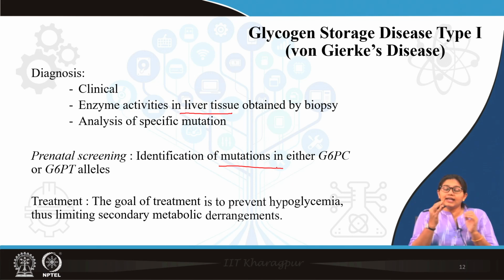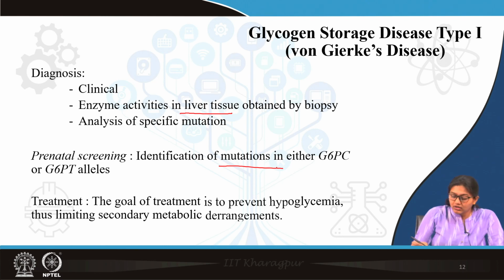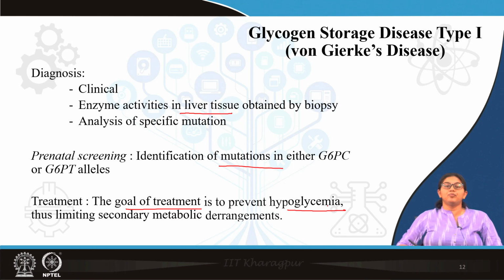And finally, the line of treatment: because the majority of the manifestations, the acute manifestations, are actually from hypoglycemia, if that is checked, other metabolic derangements like hypertriglyceridemia and hyperuricemia can be checked. So, the goal of the treatment is to prevent hypoglycemia.